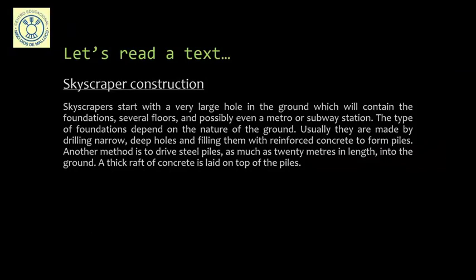Skyscrapers start with a very large hole in the ground, which will contain the foundations, several floors, and possibly even a metro or subway station. The type of foundations depend on the nature of the ground. Usually, they are made by drilling narrow, deep holes and filling them with reinforced concrete to form piles. Another method is to drive steel piles as much as 20 meters in length into the ground. A thick raft of concrete is laid on top of the piles.